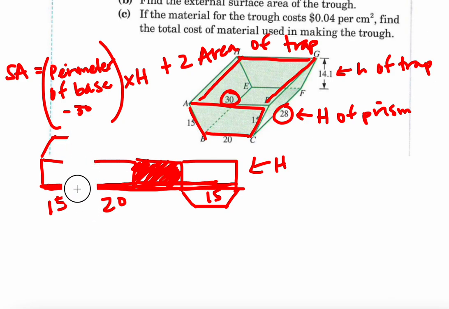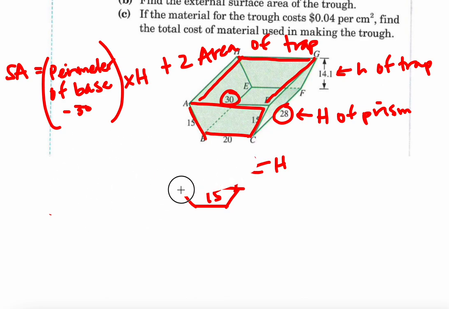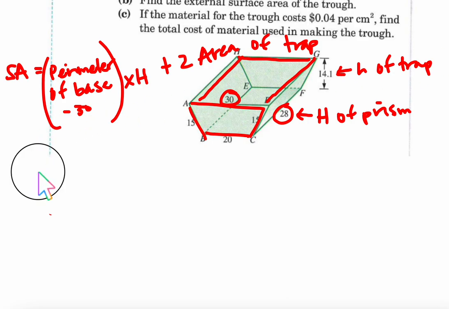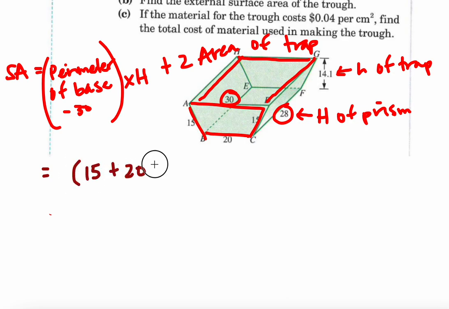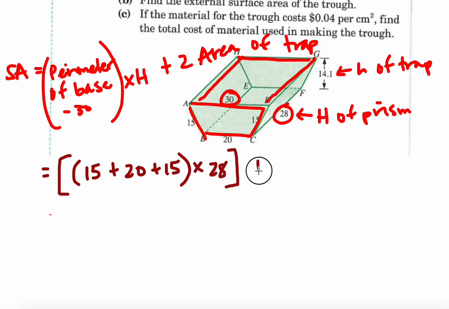Okay, now let's get to the math. Let's erase this so we have more room. And then let's see, perimeter again. We are not adding up all of them. We're going to do 15 plus 20 plus 15, not quite all of them, times the height of the prism, which was 28. Put those together in brackets, plus 2 times the area of the base.